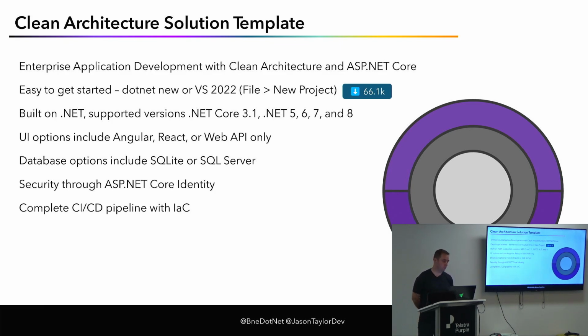I've also built a complete CI/CD pipeline with infrastructure as code based on Azure Bicep. All of these things are templated, and that means when you run dotnet new, these things are produced based on the options that you've selected, and you'll have a custom CI/CD pipeline built on GitHub Actions with custom Bicep templates.